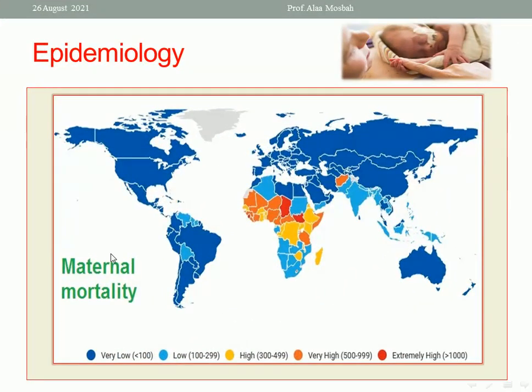This map shows you the maternal mortality globally all over the world, and the area which is most dangerous is sub-Saharan Africa.